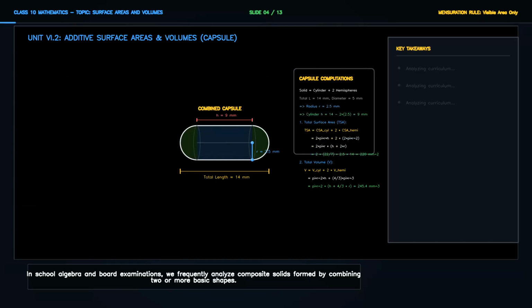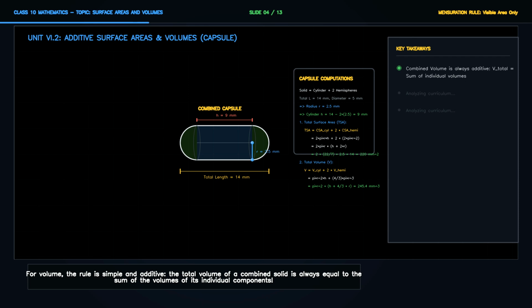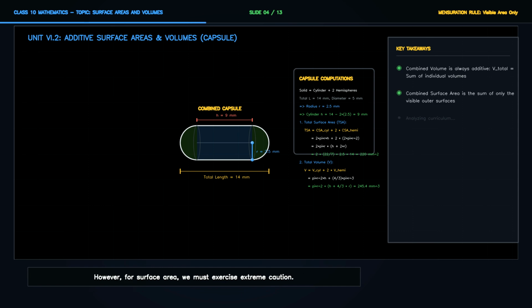In school algebra and board examinations, we frequently analyze composite solids formed by combining 2 or more basic shapes. Understanding how to calculate the surface areas and volumes of these combinations is vital. For volume, the rule is simple and additive. The total volume of a combined solid is always equal to the sum of the volumes of its individual components.